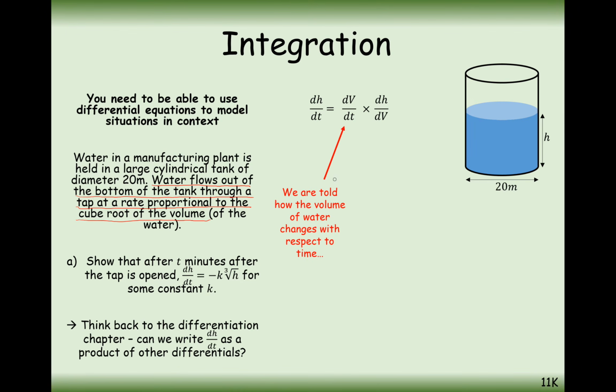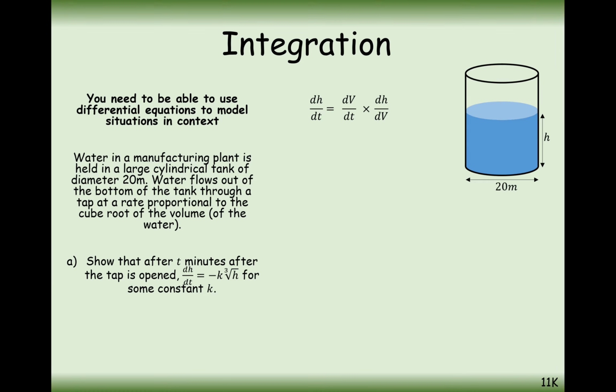So let's get to it then. For dV by dt, we are told how the volume of water changes with respect to time. It's this thing that I've underlined in red here. And for this dH by dV here, we can also create a formula linking the volume of the water to its height just by creating a formula for the volume of a cylinder. So let's get to these two components here.